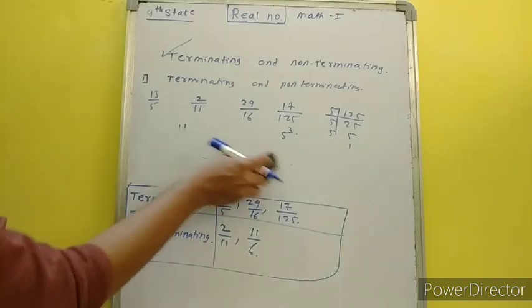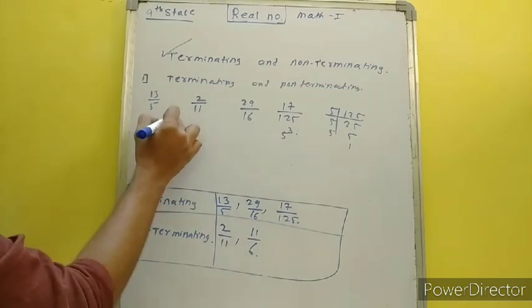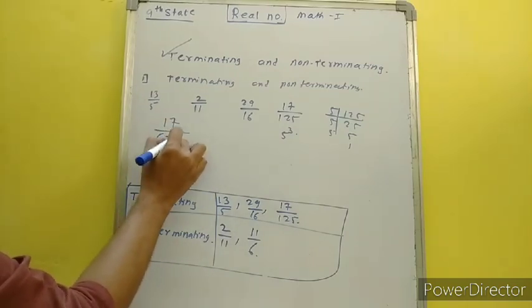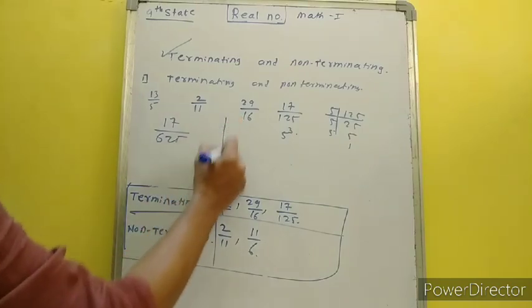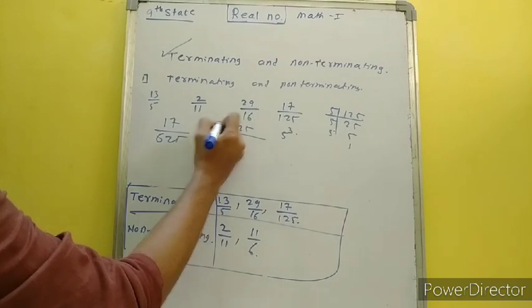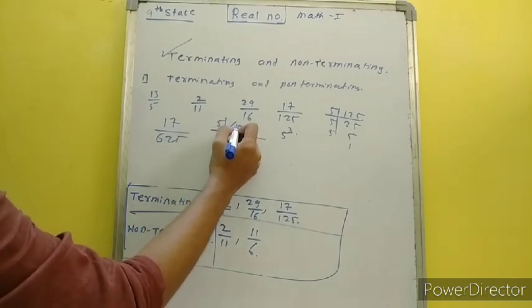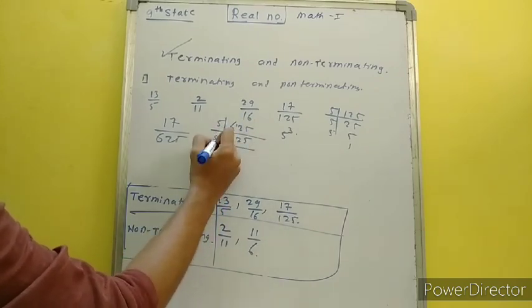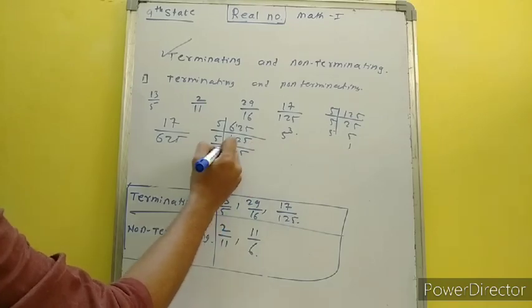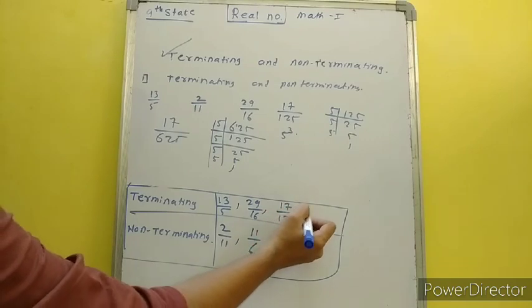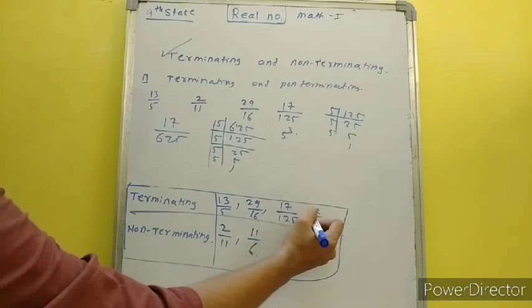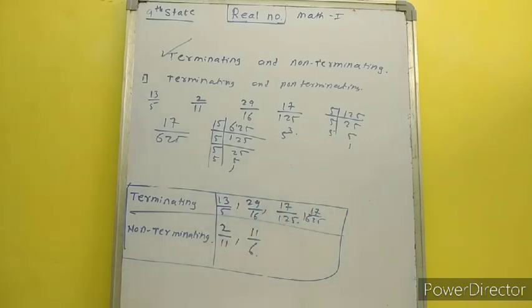I will take one more example for you all. Suppose I have 17 upon 625. After dividing it, will you get terminating or non-terminating? Let's see. 625: 5 125s are 625, 5 25s are 125, 5 5s are 25, 5 1s are 5. It is 5 raised to 4. Therefore, it would be terminating. I hope you understood what is terminating and what is non-terminating.